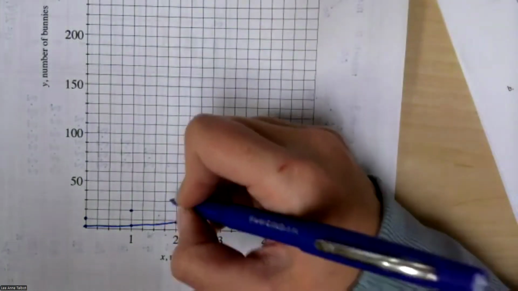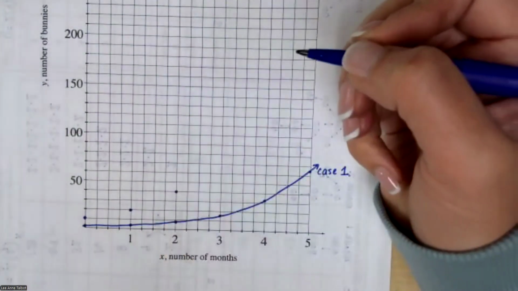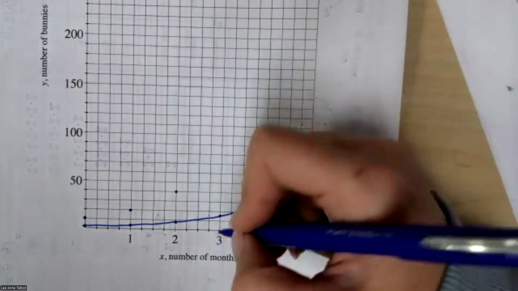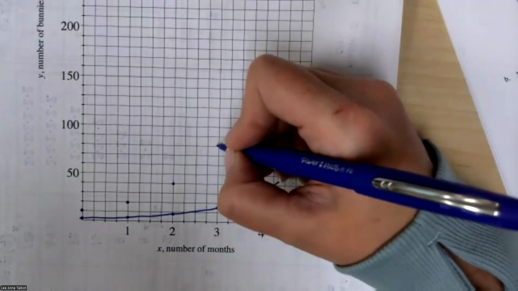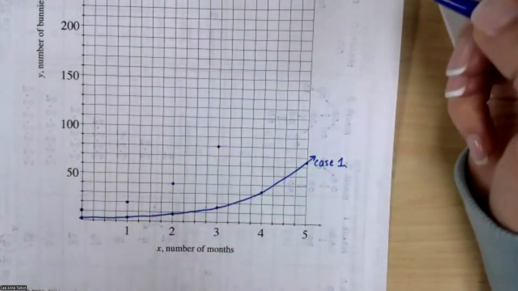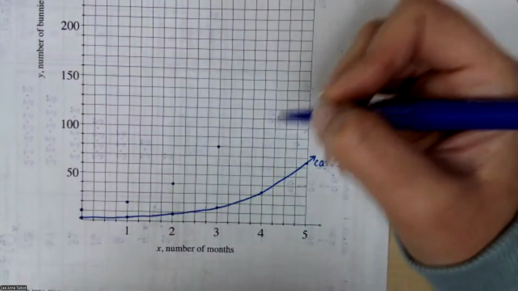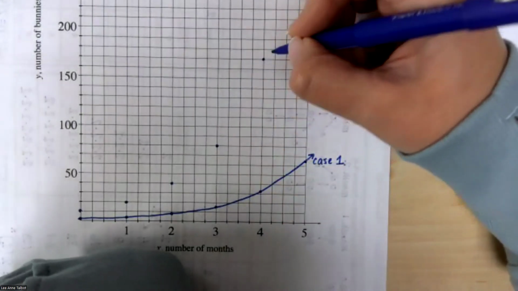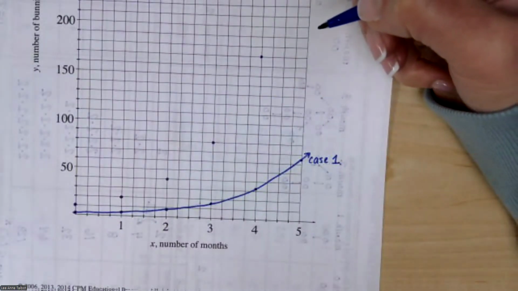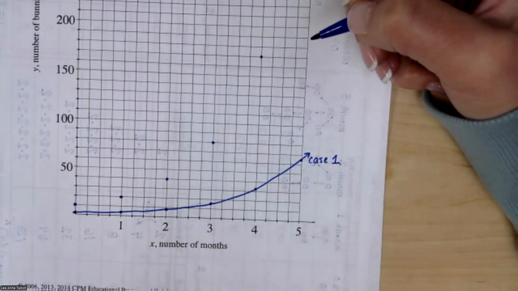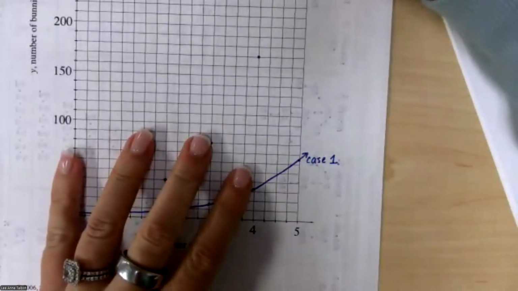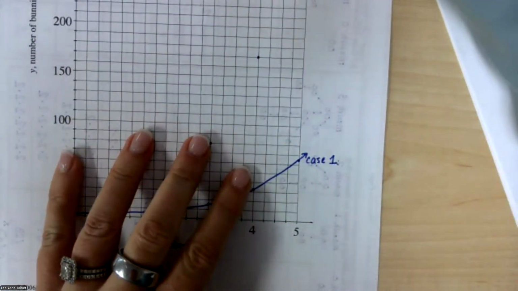Month 2 was 40. Month 3 was 80. Month 4 is 160. And month 5 is 320.